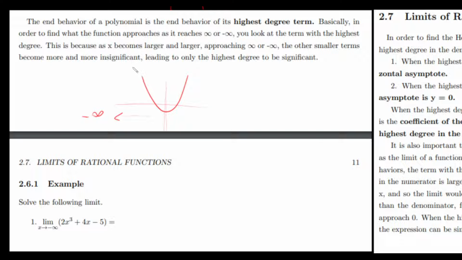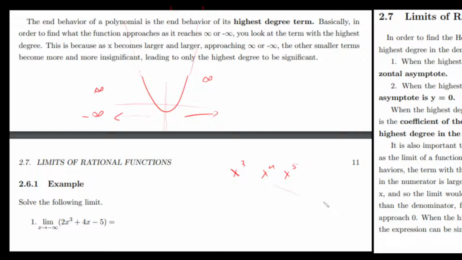Well, you know that in a parabola, the y will keep going up, keep going up. So as x approaches negative infinity, y would approach positive infinity. And as x approaches positive infinity, y will also approach positive infinity. That's basically the end behavior of a polynomial. And they'll start giving you harder and harder ones, maybe to the third, to the fourth, to the fifth, multiple terms, stuff like that. They always follow the highest degree term.